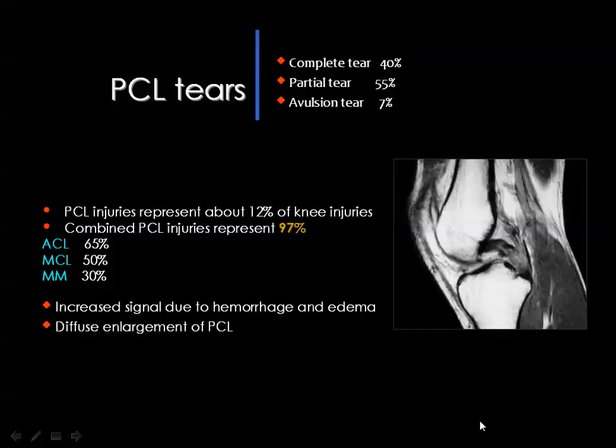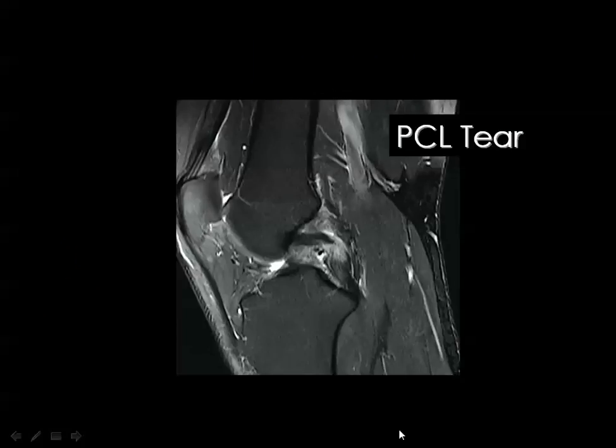When to diagnose PCL tears? You know that the PCL is a cord-like low signal ligament passing from the posterior surface of the femur to the posterior surface of the tibia. The two major signs of rupture are: number one, swelling of the ligament; number two, abnormal signal. Here you see the ligament is swollen and there is heterogeneous high signal along most of the course of the ligament, diagnostic of complete rupture of the posterior cruciate ligament.